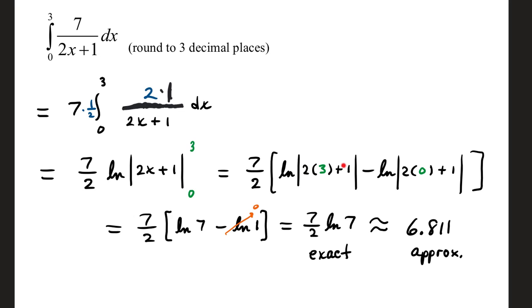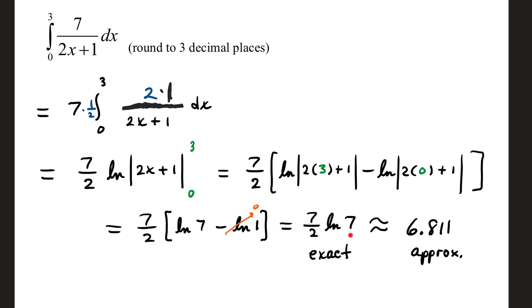So our top number goes in first, our bottom number goes in second. In the absolute value, we have natural log of 7. In the second absolute value, we have a 1. Recall from algebra that natural log of 1 is 0, so that actually just is a term that goes to 0, leaving us 7/2 times natural log of 7.